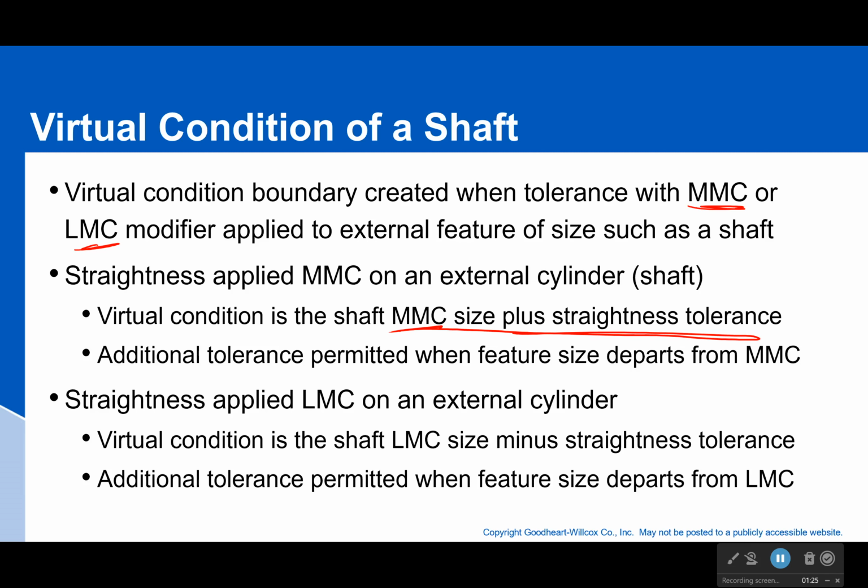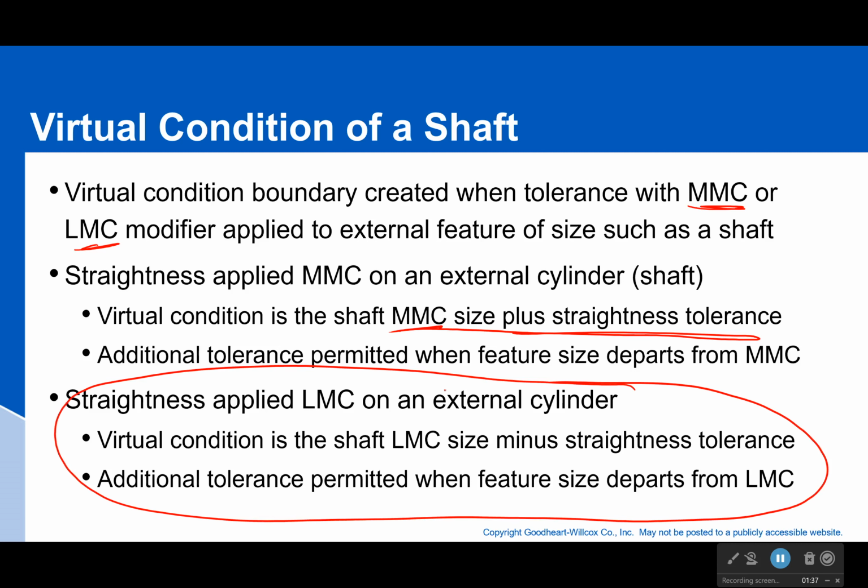And for a least material condition, the virtual condition would be the least material condition size minus my straightness tolerance, which I don't see nearly as much, honestly. You don't see it used as much. There are times for least material condition, and it works. It's fairly rare here. We'll get to some great examples of this when we get to position tolerance, though.